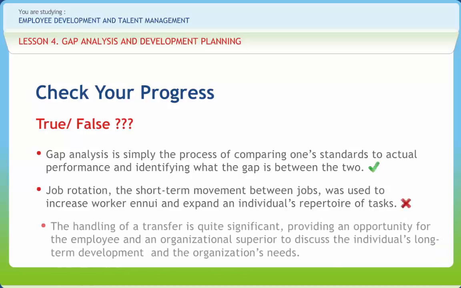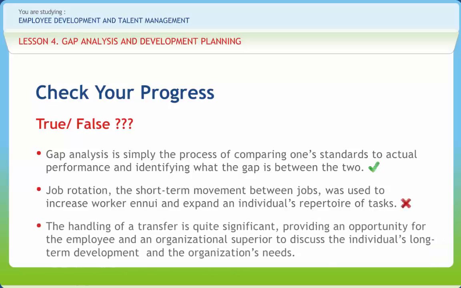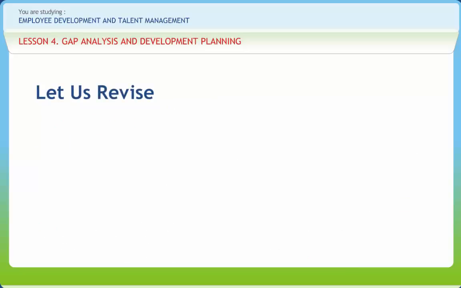The handling of a transfer is quite significant, providing an opportunity for the employee and an organizational superior to discuss the individual's long-term development and the organization's needs. Right or wrong? Right. Before we end, let us briefly revise what we have studied so far.